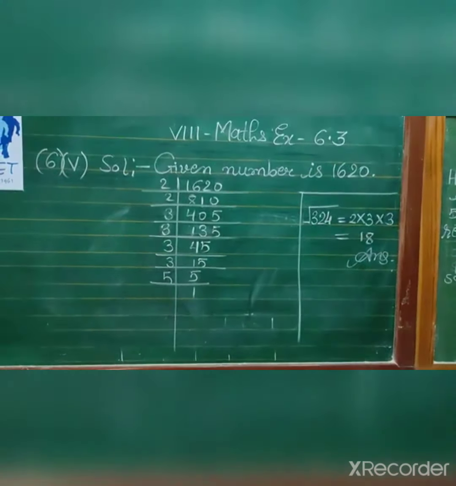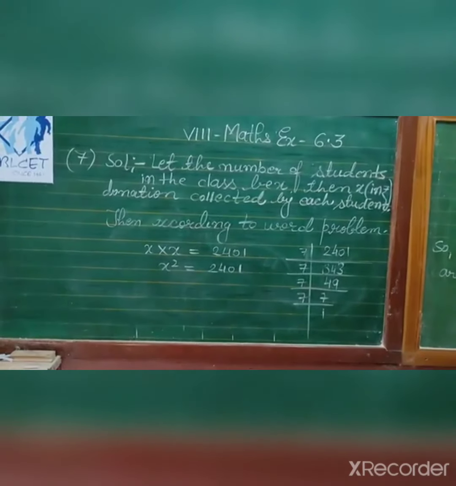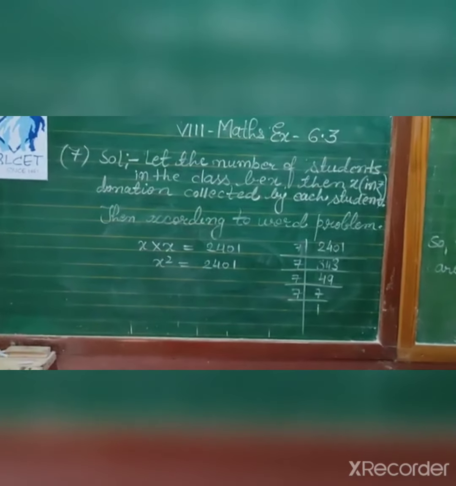Now see question number 7. The students of class 8th of a school donated rupees 2,401 in all to the Prime Minister's National Relief Fund. Each student donated as many rupees as the number of students in the class. Find the number of students in the class. Here it is clearly written: each student donated as many rupees as the number of students in the class.